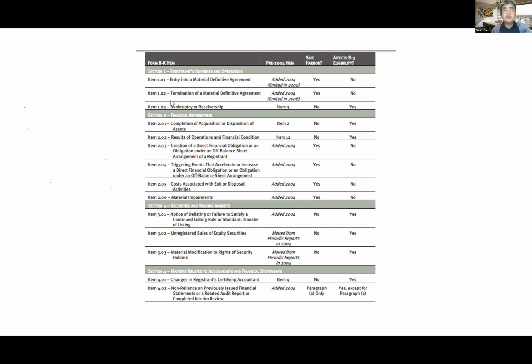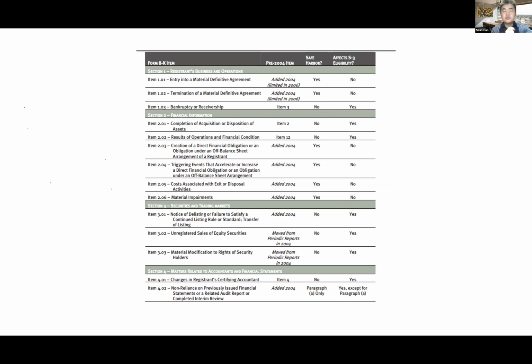Any termination of a contract, we're going to item 1.02. Any bankruptcy information, we're going to 1.03. Any earnings announcement, we're going to item 2.02. This is when you file the news. You want to classify your news into different categories, so investors will easily understand the nature of the news.